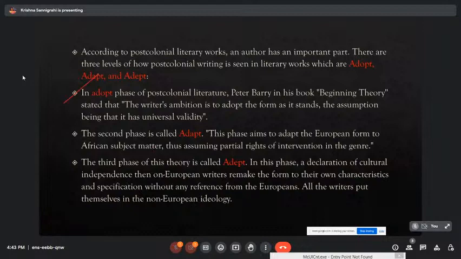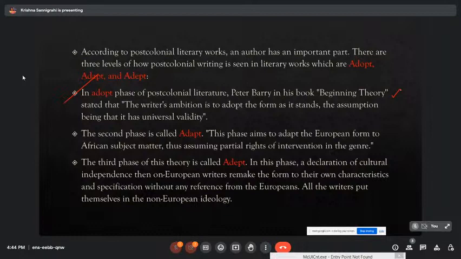So, in the adopt phase of post-colonial literature, Peter Barry in his book Beginning Theory. It is one of the very basic books which I think all of you must be having. If not, you can have it and read it from a library, or if you have already bought it. Because here all the theories are given in brief, with main ideas, books, publications, and also each chapter has applications of each theory.